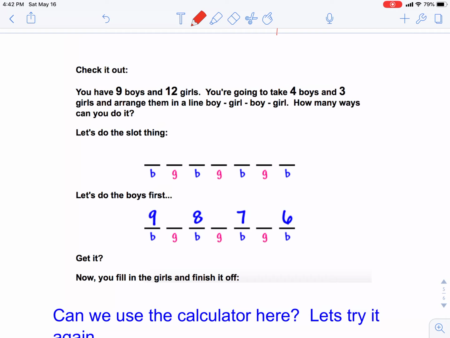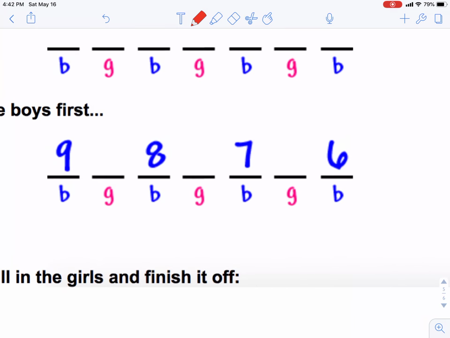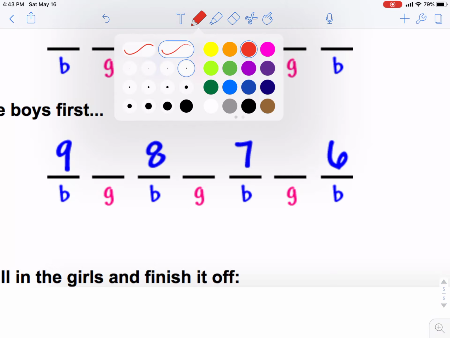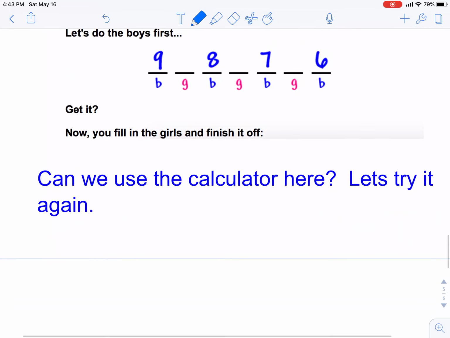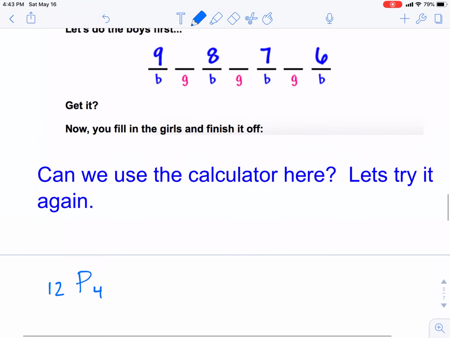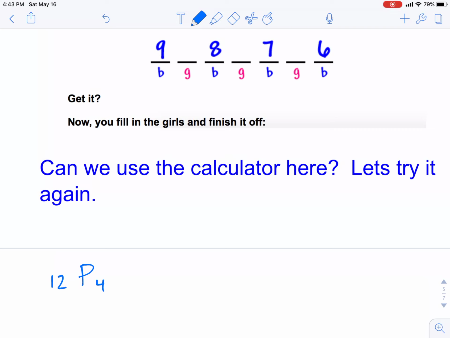All right, so we have 9 boys, 12 girls. We're going to arrange 4 boys, 3 girls, so it goes boy, girl, boy, girl, boy, girl in line. Create your slots. Focus on the boys first. It's going to be easier to focus on the boys first. 9, 8, 7, 6. Well, what did we really have? We had 9 total boys, and we were picking 4 of them. So that would be 9, 8, 7, 6, which is 3,024.